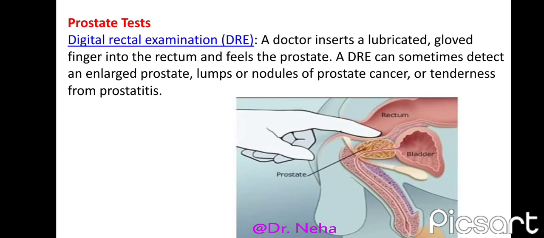Then there are some prostate tests. First is digital rectal examination, shortly termed as DRE. A doctor inserts a lubricated gloved finger into the rectum and feels the prostate. A DRE can sometimes detect the enlarged prostate, lumps or nodules of the prostate cancer, or tenderness from prostatitis.